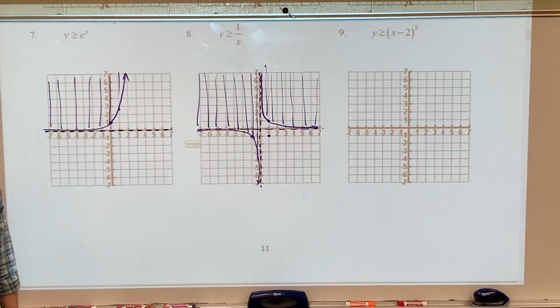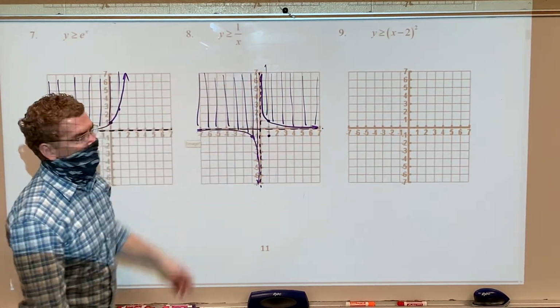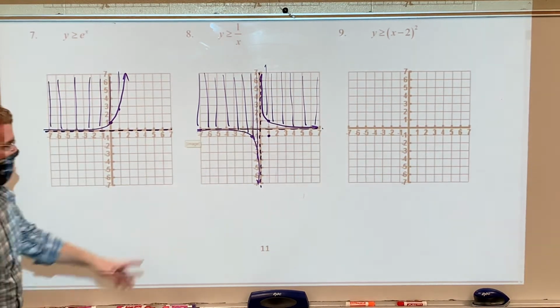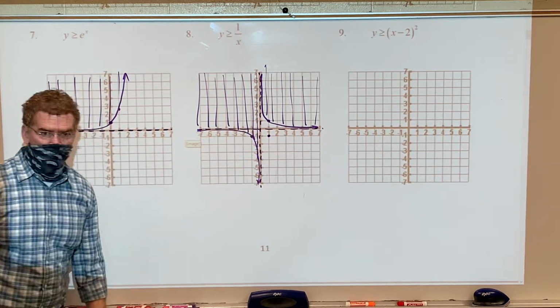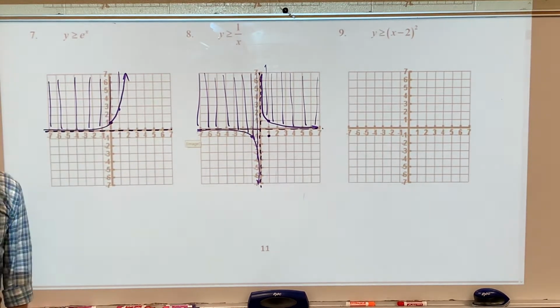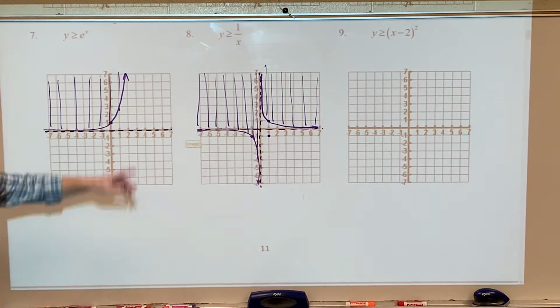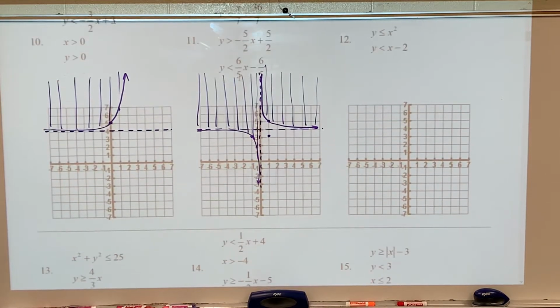Are you with me? And if you're unsure, plug in the point (-3, 3) or (3, 3) and see if you get true statements. And you will. Or you can even plug in (-1, -1/2), and it's a true statement. So be careful on that kind of stuff and make sure you're okay. I'm going to skip number 9 because I'm bored with this. Let's look at the next page, number 10.